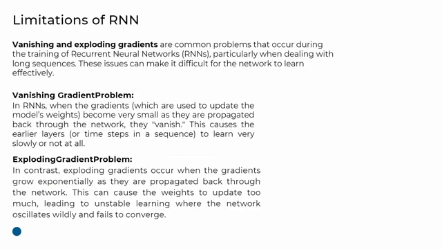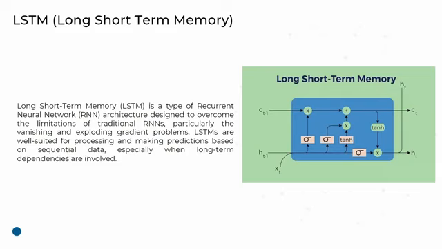Okay, next we are going to cover long short-term memory. Long short-term memory is a type of recurrent neural network architecture designed to overcome the limitations of traditional RNN, particularly the vanishing and exploding gradient, which I have explained. LSTMs are well suited for processing and making predictions based on sequence data, especially when long-term dependencies are involved. In that whole paragraph or whole sentence, what should I remember and what should I forget? That's the main objective of LSTM, which it handles with the help of the memory cell.